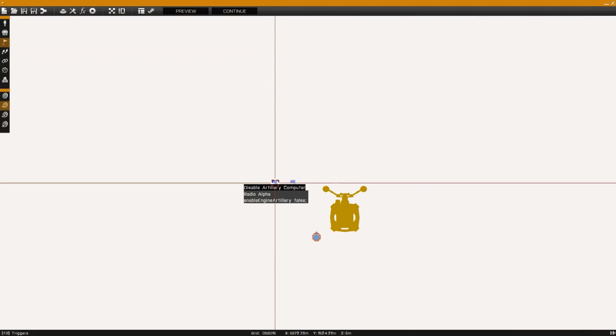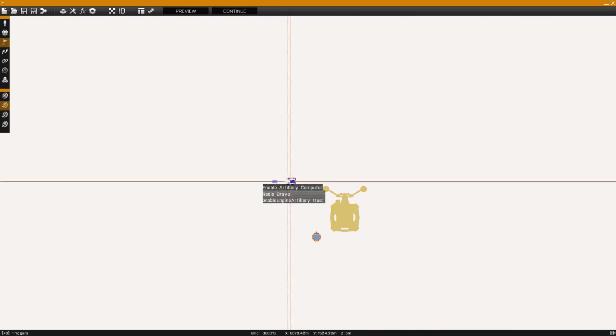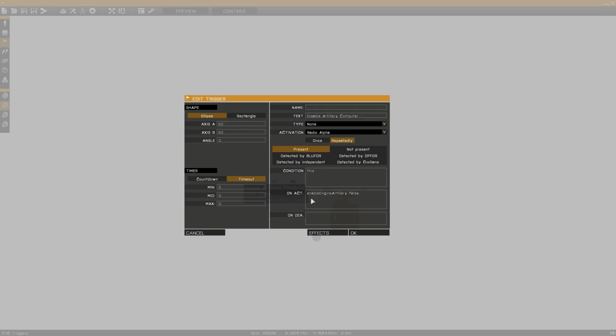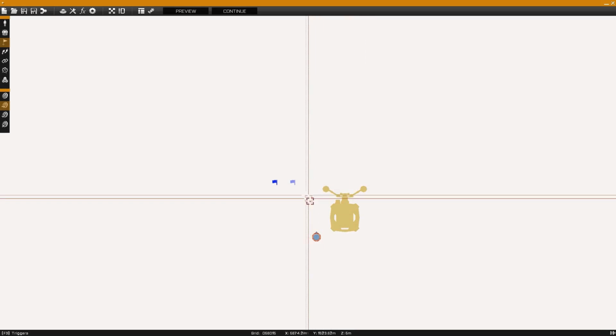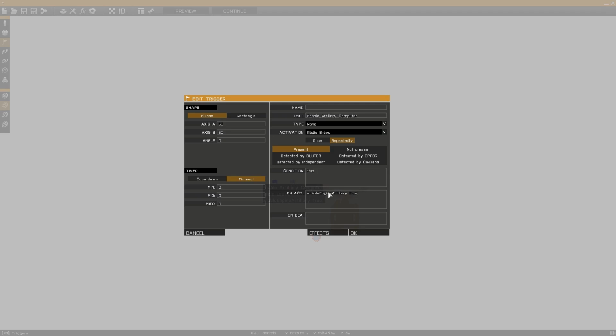In this example, we can see we have a static mortar artillery piece and two triggers set up on radio activation. As we can see, the activation line executes enableEngineArtillery and its state, false disabling the artillery computer and true enabling the artillery computer. As we see, both of these triggers are set up on repeatedly, allowing us to enable or disable the artillery engine at will through the use of radio triggers.